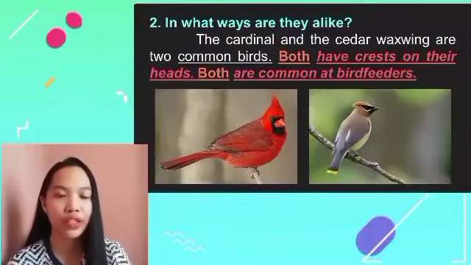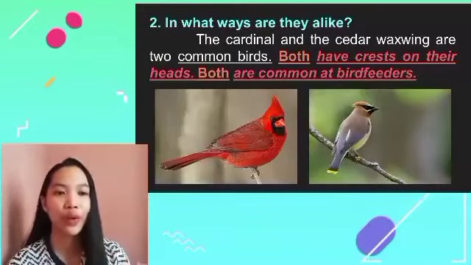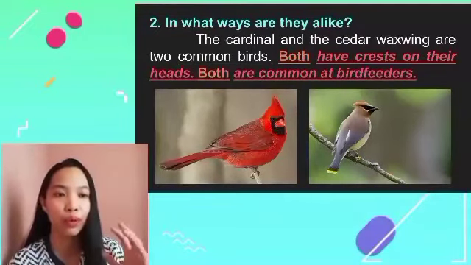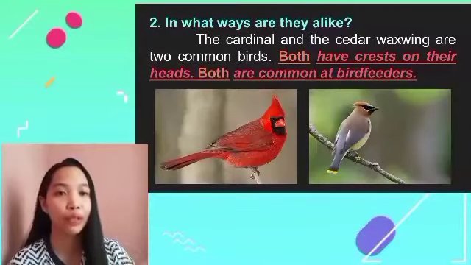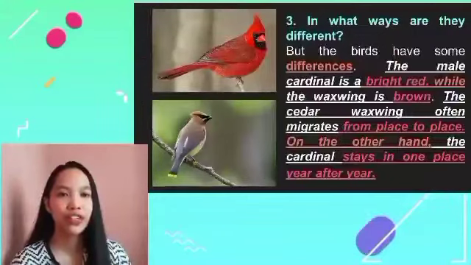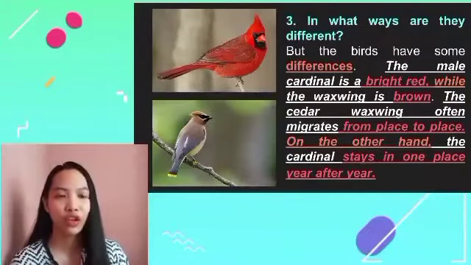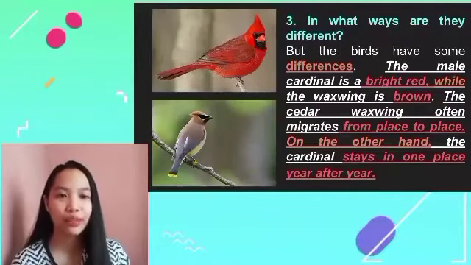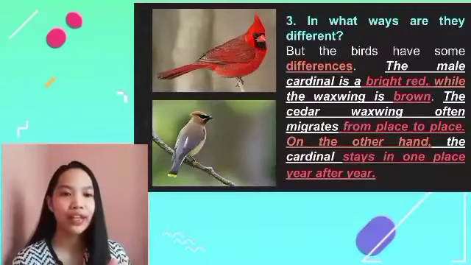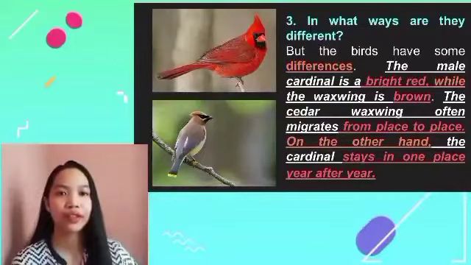The second question is in what ways are they alike? The cardinal and the cedar waxwing are both two common birds, both have crests on their heads, and both are common at bird feeders. The third question is in what ways are they different? The birds have some differences in color. The male cardinal is bright red while the waxwing is brown. Also, the cedar waxwing often migrates from place to place. On the other hand, the cardinal stays in one place year after year.